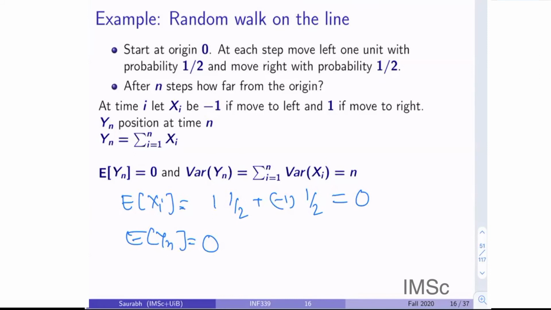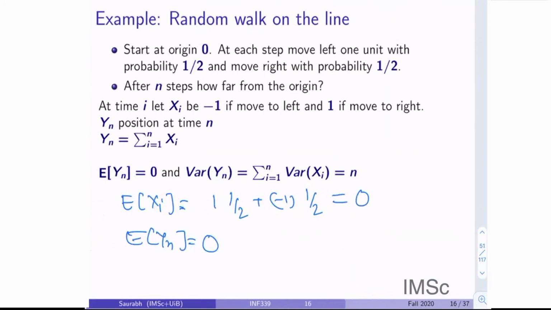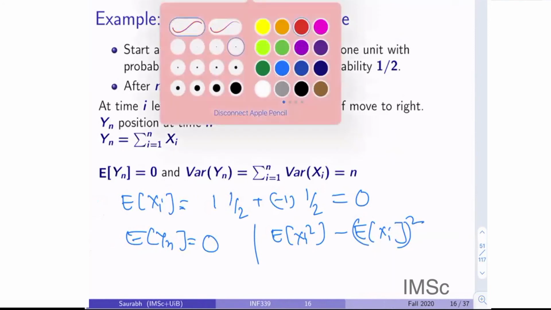Okay. Now, what is the variance of yn? Well, these xi's are independent random variables. So let's compute the variance of xi. The variance of xi is nothing but the expectation of xi square minus the square of the expectation of xi. So the second term is 0, so let's not worry about this.